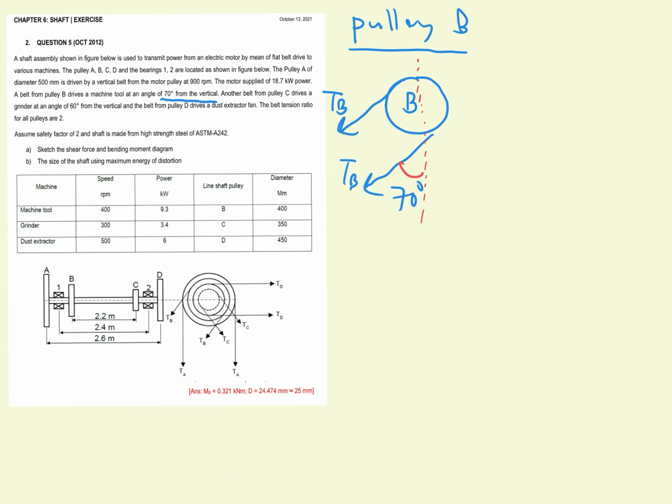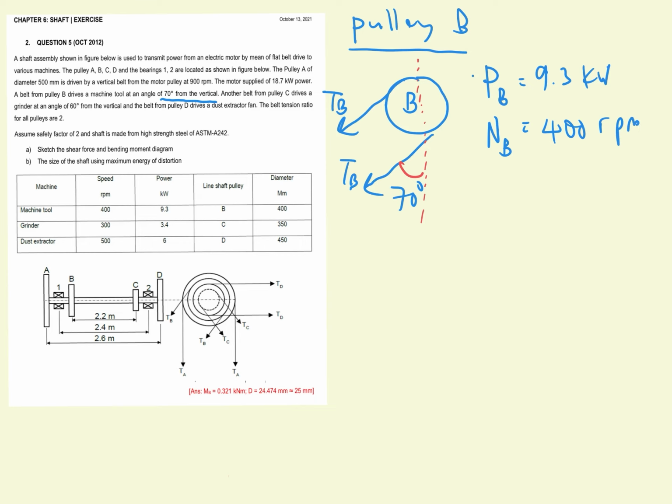So now, same as before for pulley A, we will try to find the torque at pulley B. We know that the power for pulley B given is 9.3 kilowatt, and the speed for pulley B is 400 revolution per minute.